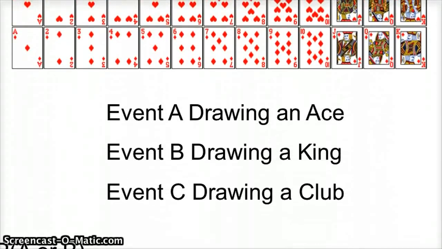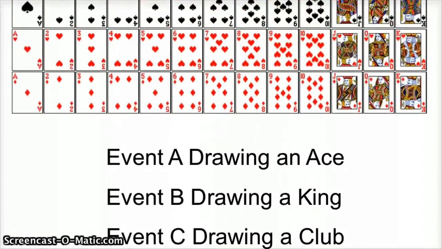Sample space for a deck of cards. Okay, so that's everything. I'll try to make this as visual as possible. So let's say we had three events. Event A is drawing an ace, event B is drawing a king, and event C is drawing a club.